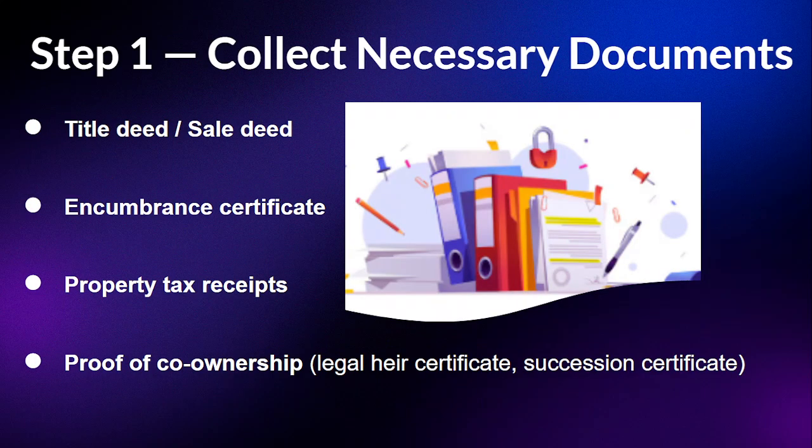Step 1. Collect necessary documents. Before filing, it's essential to gather all the documents related to the property. This includes the title deed or sale deed, which proves ownership. You'll also need the encumbrance certificate, showing that the property is free of legal liabilities. Property tax receipts help confirm the property's legal standing. Proof of co-ownership, like a legal heir certificate or succession certificate, is also necessary.